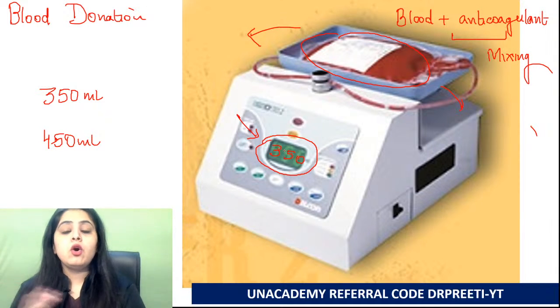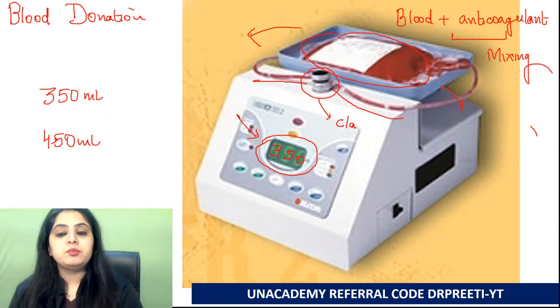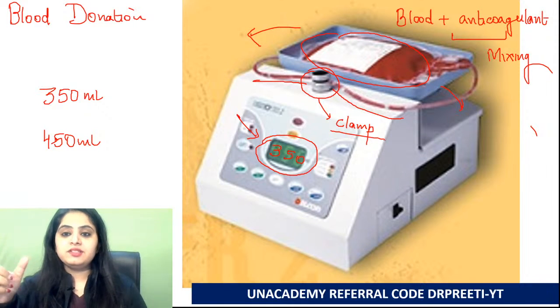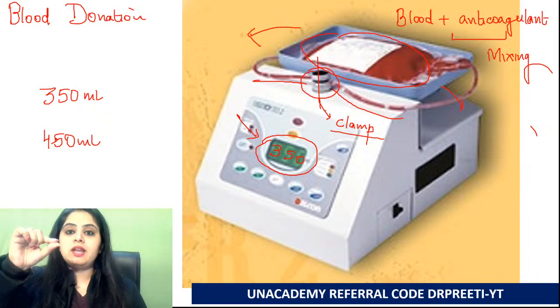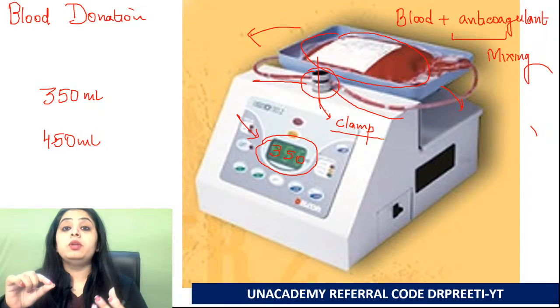How? Automatic, auto cutoff. How will it stop? Because do you see I've put the tube through a clamp over here. This is a clamp that is present in this machine. So as soon as it touches 350, this is going to shut off the collection. This is going to auto clamp the tube. Will more blood come from the donor? No, more blood will not be collected.